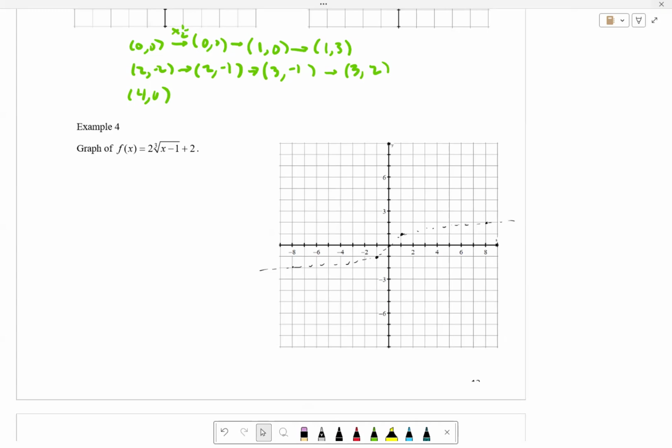Actually, not for right. I know it goes up 2. Well, I want to see what goes right.